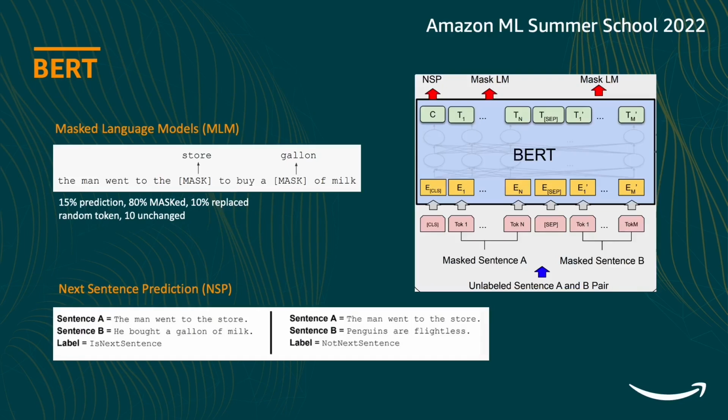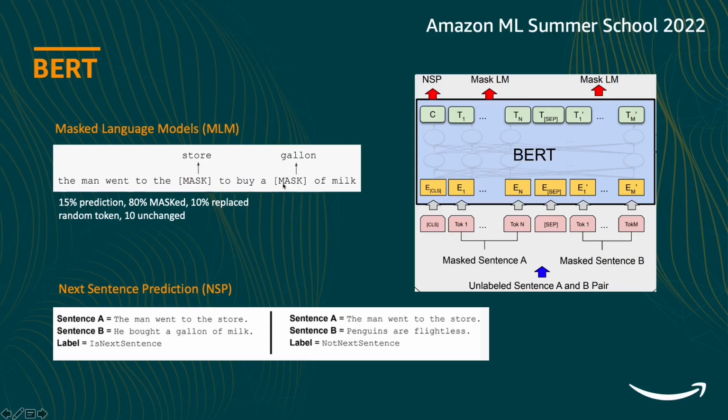In the case of masked language modeling, we mask some percentage of the input tokens at random, and then we train our model by making the model predict those masked tokens. So here is an example. In this sentence, we mask the words store and gallon, and we make the model predict these masked tokens given this input sentence with the words masked, obviously.